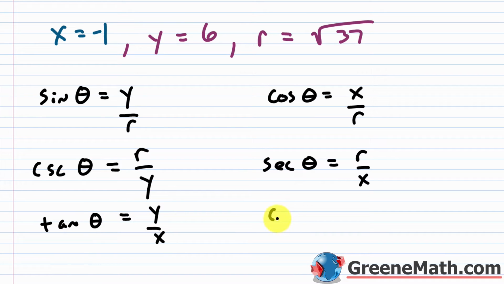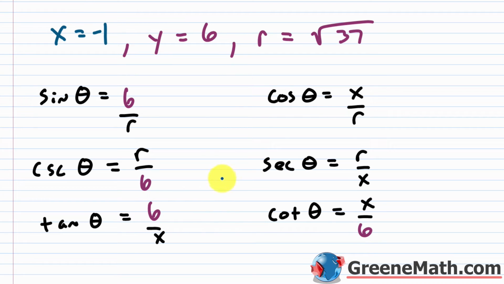And then the reciprocal of that is going to be the cotangent of theta, which is going to be x over y. Let me make this theta a little bit better. So once you have all this written out, just plug in. So for every place I see a y, I'm just going to plug in a 6. So here, and then here, and then here, and then here. Okay, that's all I have to do.